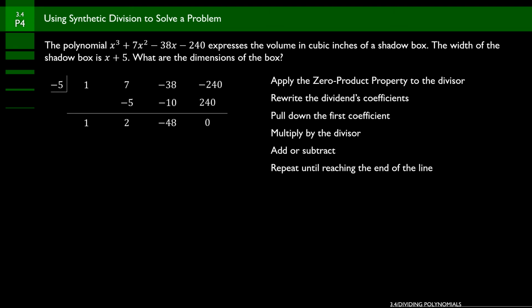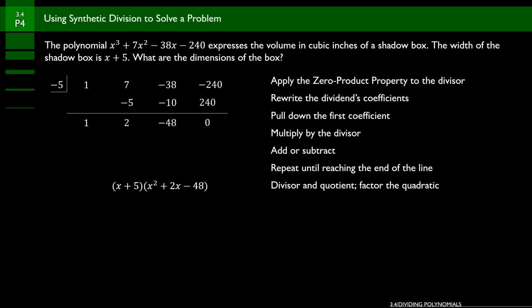So you can see we've got a remainder of 0, which means that we have a quadratic equation that's left over that is x squared plus 2x minus 48. Now remember, that's also in addition to the x plus 5 that we already have, which we know is a factor. So x plus 5 times x squared plus 2x minus 48.